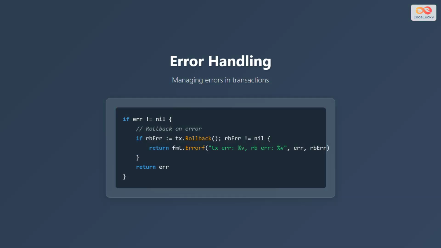It is important to handle errors appropriately within transactions. After each operation, check if an error occurred. If an error occurred, roll back the transaction. If rolling back the transaction results in an error, return an error which includes both the original error and the rollback error. If no error occurred, proceed to the next operation or commit the transaction.